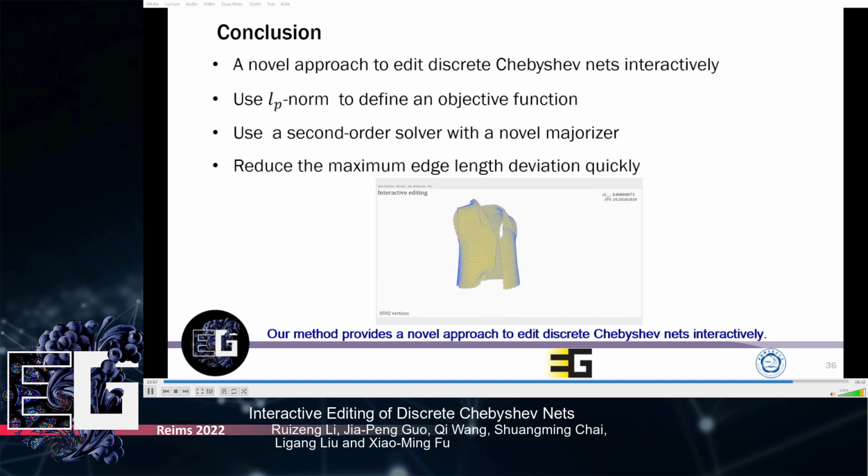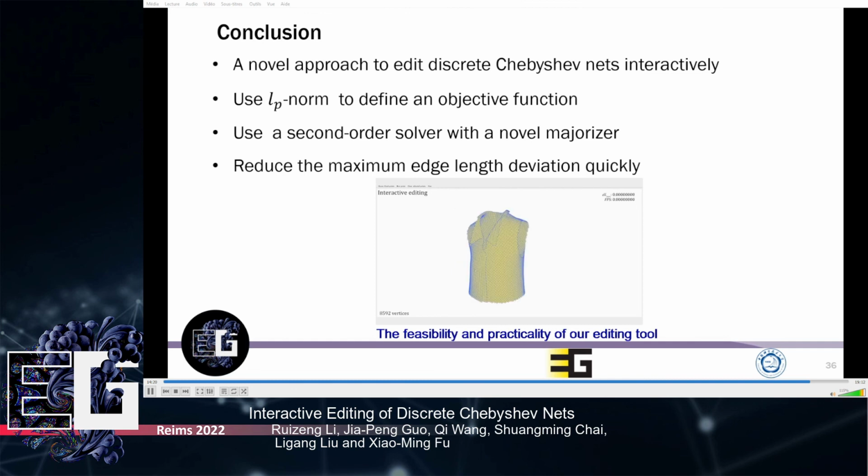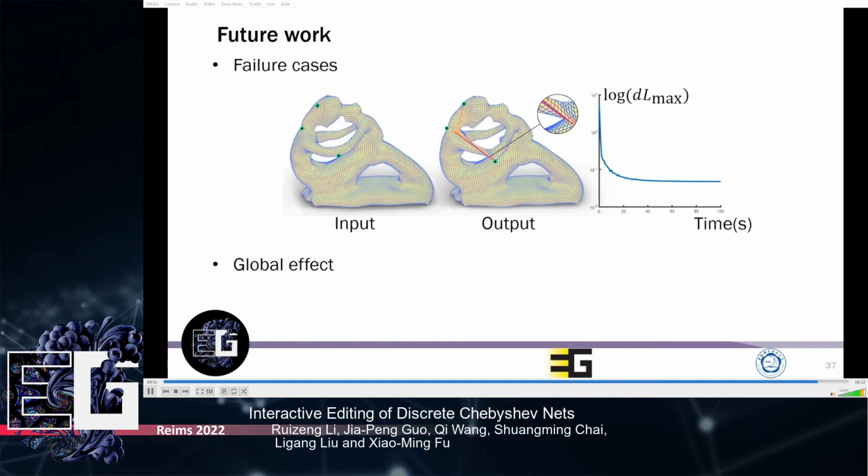Our method provides a novel approach to edit discrete Chebyshev nets interactively. To make the maximum edge length deviation very small, we use the LP norm to define an objective function. Then the objective function is minimized by a second-order solver with a novel moderator. Consequently, our optimization method is able to reduce the maximum edge length deviation quite quickly. The feasibility and practicality of our editing tool are demonstrated by successfully deforming various discrete Chebyshev nets.